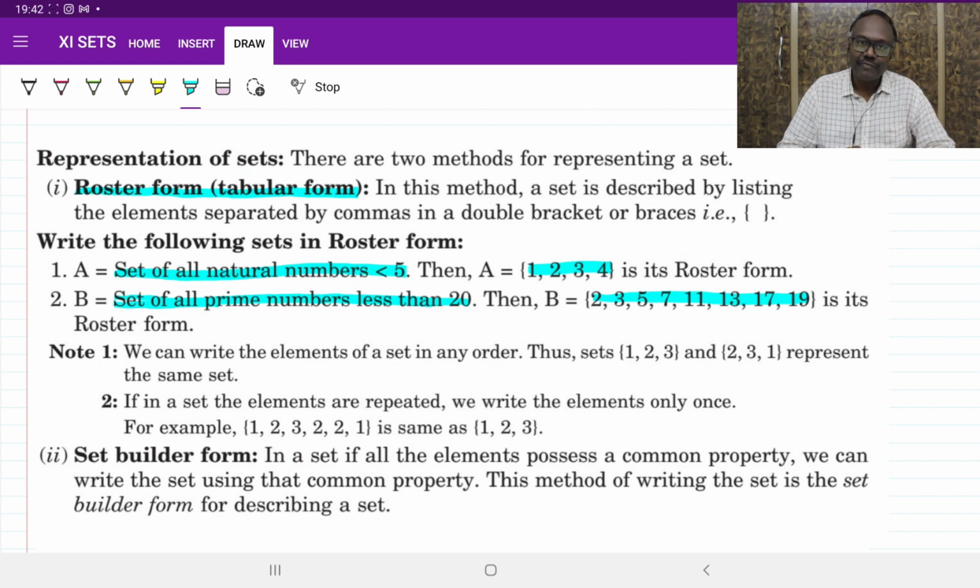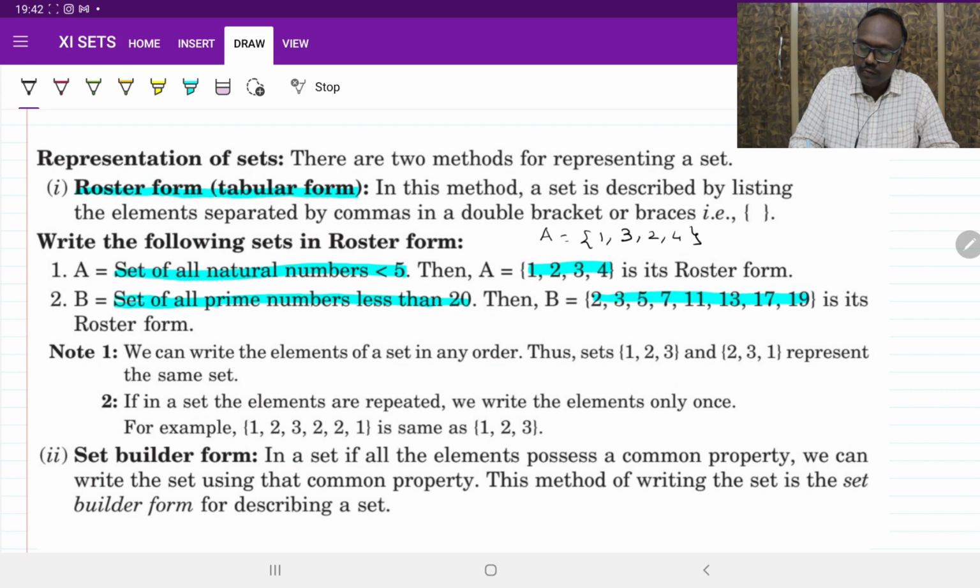Before that, we have a few points to be noted. If you see set A in the first case, which is the set of natural numbers less than 5, we got A equal to 1, 2, 3, 4. Now instead of writing 1, 2, 3, 4, suppose I write A is equal to 1, 3, 2, 4. Does it still make the same sense? Yes, it still makes the same sense. So we can write the elements of a set in any order. Whether you write 1, 2, 3, 4 as set A or 1, 3, 2, 4 or 1, 4, 2, 3, it still means the same. So that is the first point to be noted.